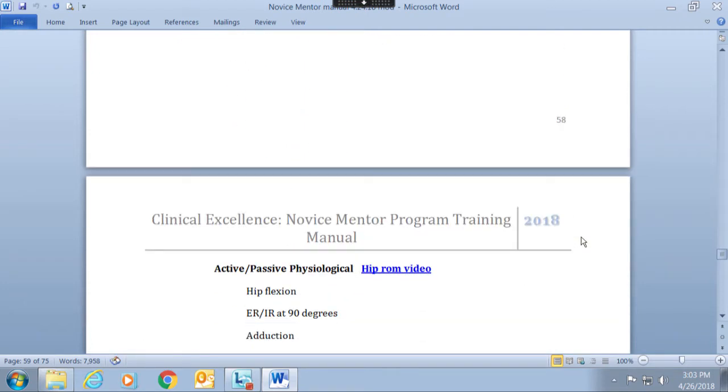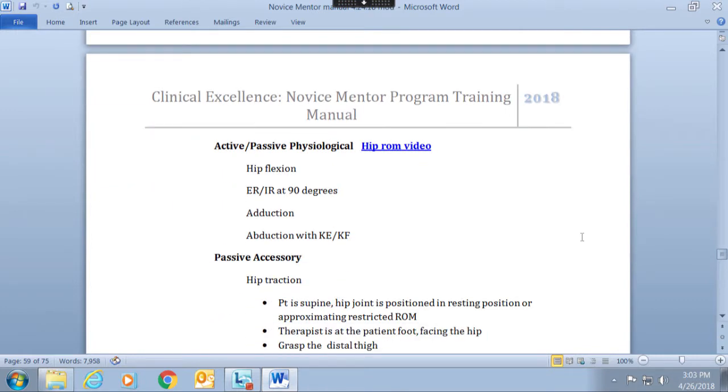As we move on with the exam, supine exam, we're going to go through active and passive range. If you want, you can look at a range of motion video: hip flexion, ER and IR at 90, adduction, make sure you get the other leg out of the way, abduction with the knee flexed or knee extended. Two different ways to test that.